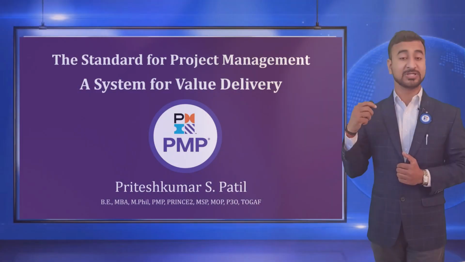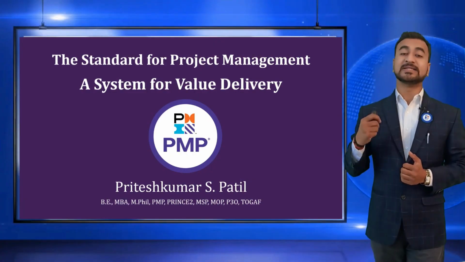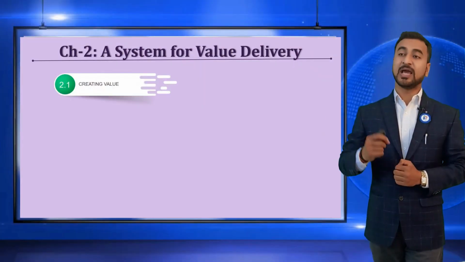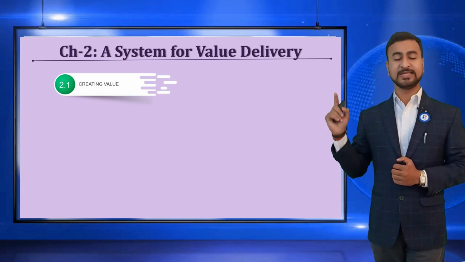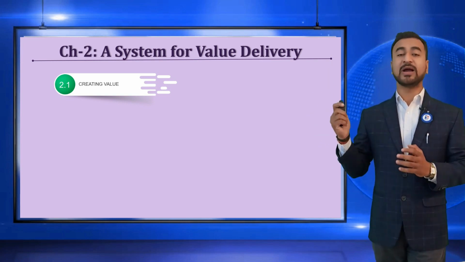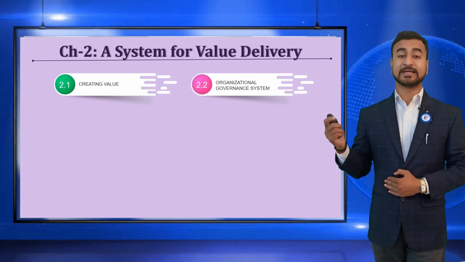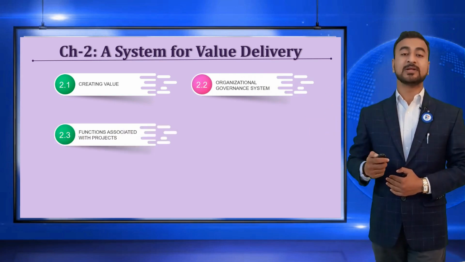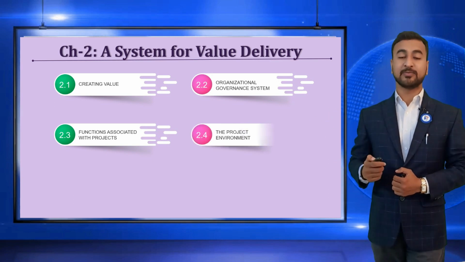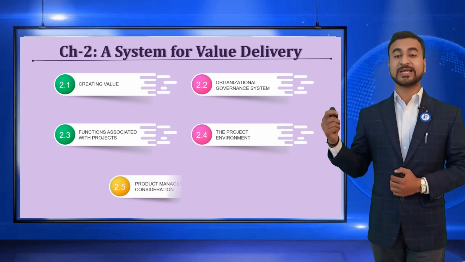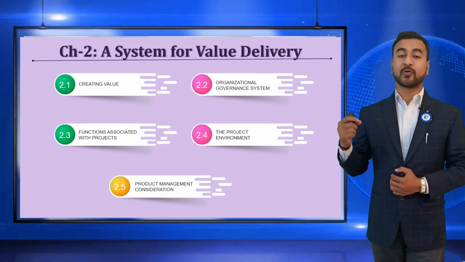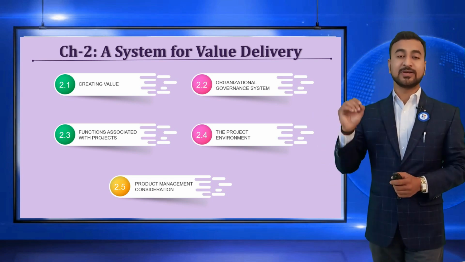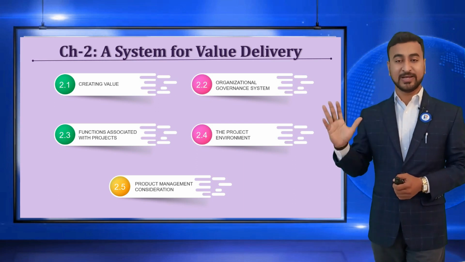We are discussing Chapter 2, that is, system for value delivery. Before we go into detail of this chapter, I just wanted to give you a brief view. In this chapter, as you see, there are 5 subsections. 1, creating a value. 2nd, organization governance system. 3rd, functions associated with the projects. And the 4th, project environment. And the 5th, product management consideration. In today's session, we are just focusing on 2.1, that is creating a value.